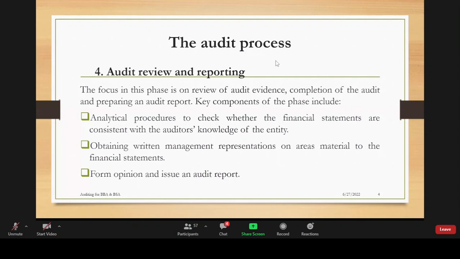Then there are instances where you also have to obtain what you call management representation. For example, you need management to confirm in writing what they believe is really happening in the company or in the business. After you've done all that, then you form an opinion and you issue an audit report. So in a nutshell, that is what we call an audit process.